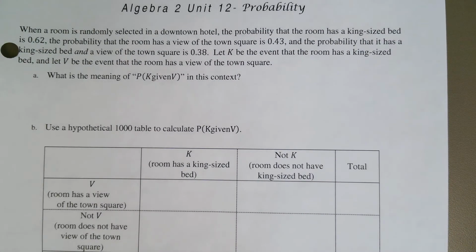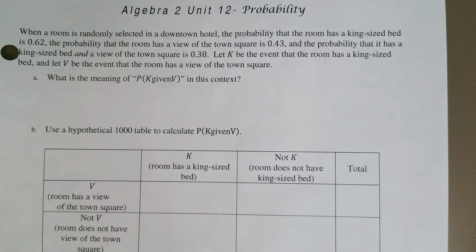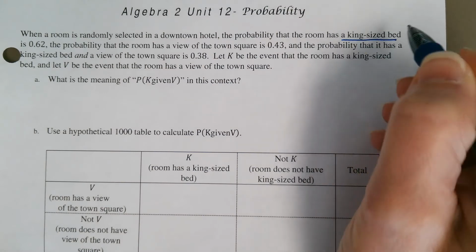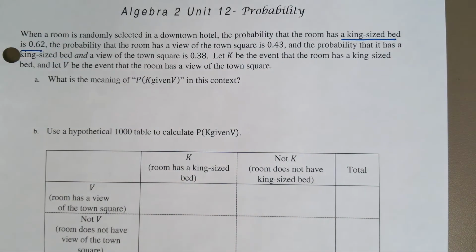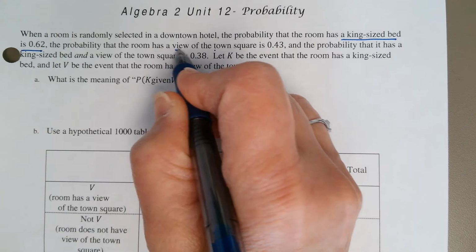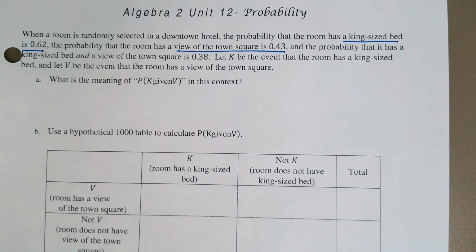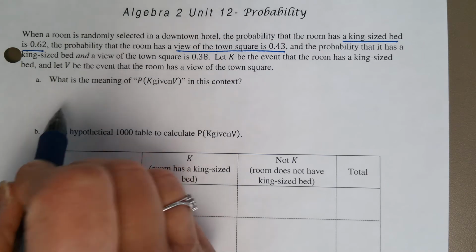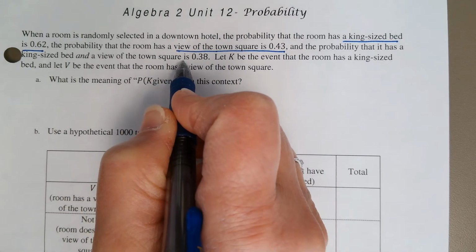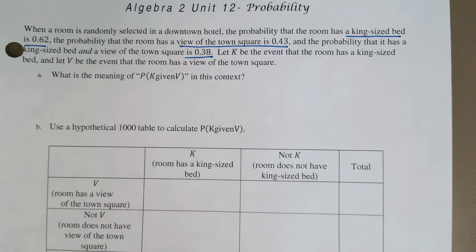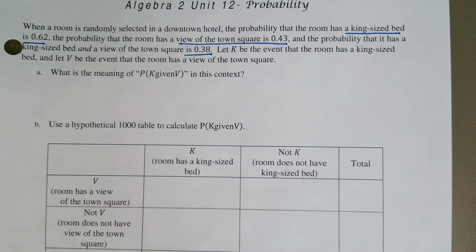So in this exercise, we have a room is randomly selected in a downtown hotel. The probability that the room has a king-size bed is 0.62. The probability the room has a view of the town square, so a view, is 0.43, and the probability it has a king-size bed and a view of the town square is 0.38. Let K be the event that the room has a king-size bed, and let B be the event the room has a view of the town square. What is the meaning of probability of K given B?